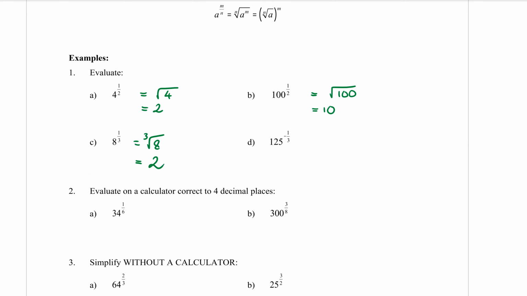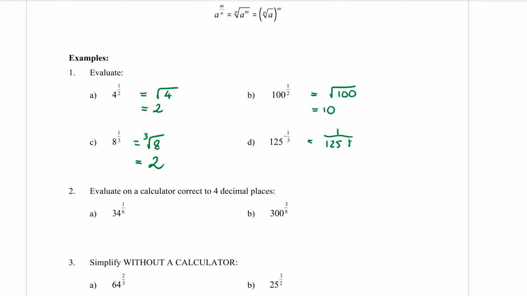Part D. Now, be careful with these. Sometimes the little minus signs are hard to see. That's actually a power of minus a third. Can you see the little minus there? So whenever you have a minus there, deal with that first. That means 1 over 125 to the positive power of 1/3.